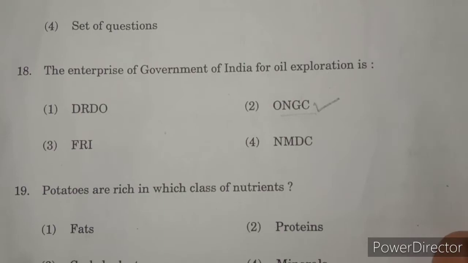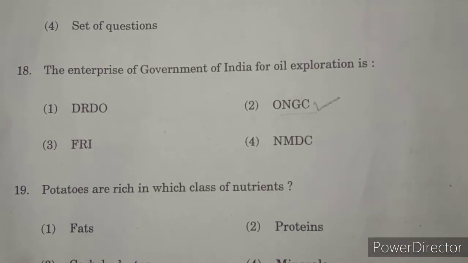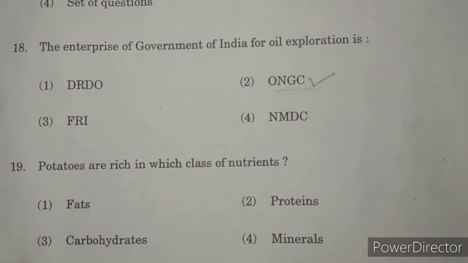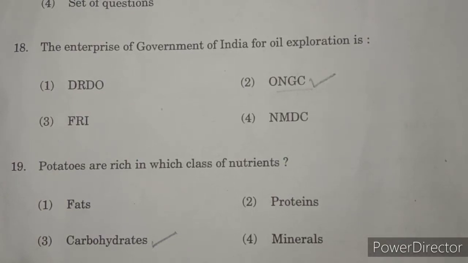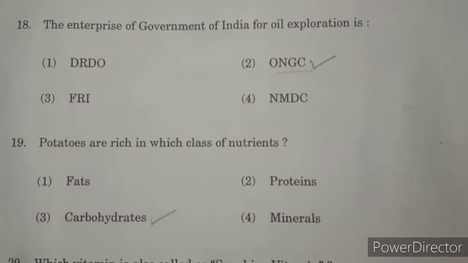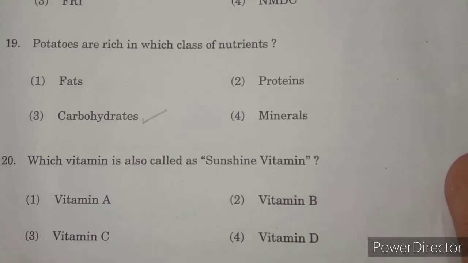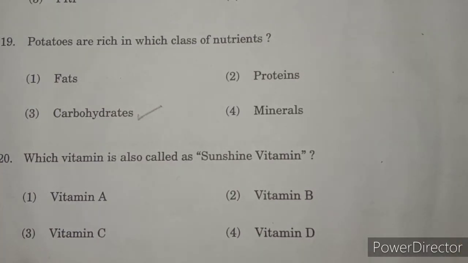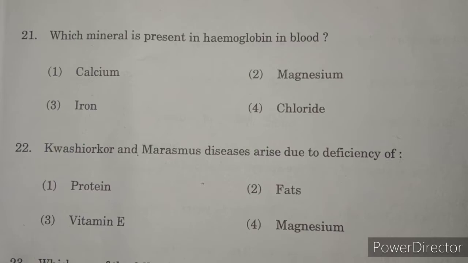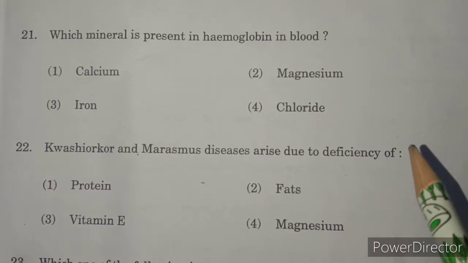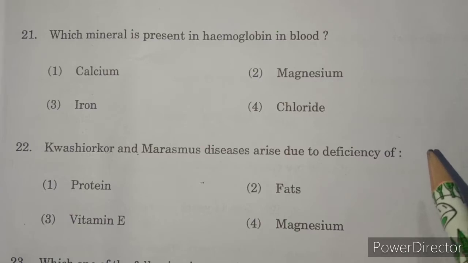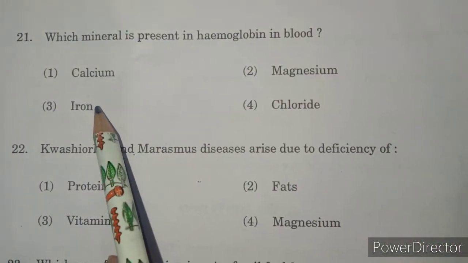Next question is. Potatoes are rich in which classes of nutrients? Answer is carbohydrates. Next question. Which vitamin is also called as sunshine vitamin? Vitamin D is correct answer. Which mineral is present in hemoglobin in blood? Third is correct answer, iron.